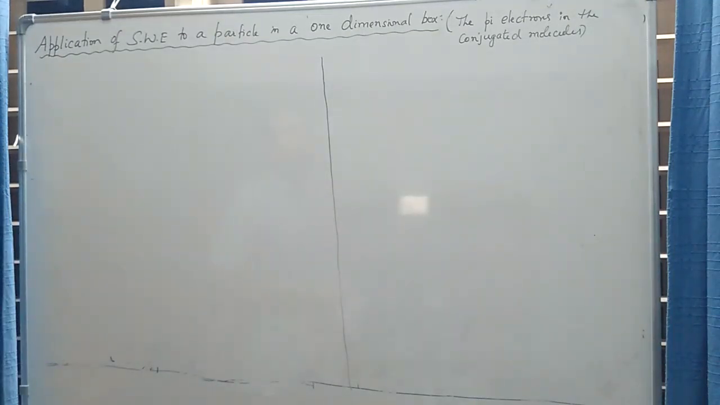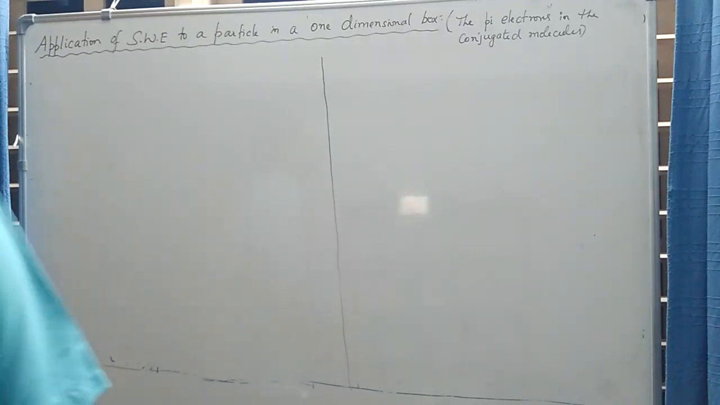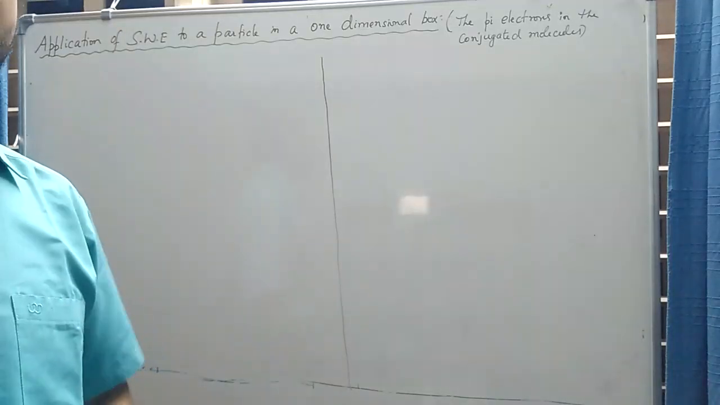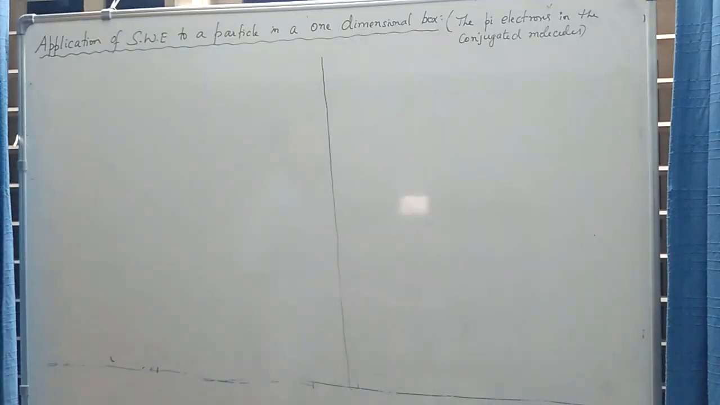Here also, we apply the Schrodinger wave equation to a particle that is trapped in a one-dimensional box. We apply it and solve the equation. We get an expression for the energy of the particle as well as the wave function of the particle.